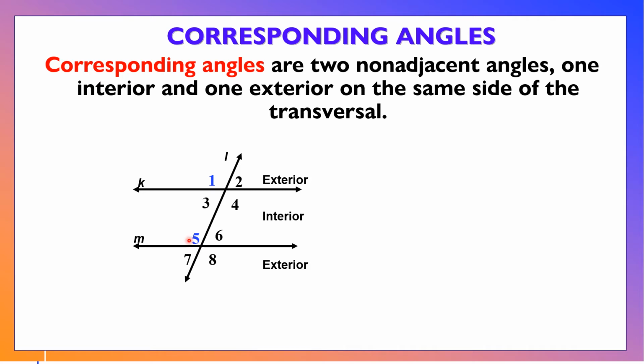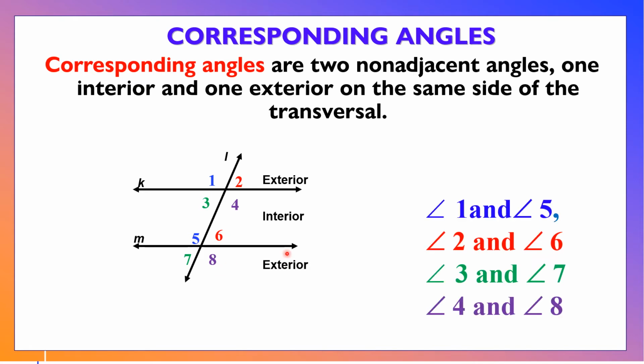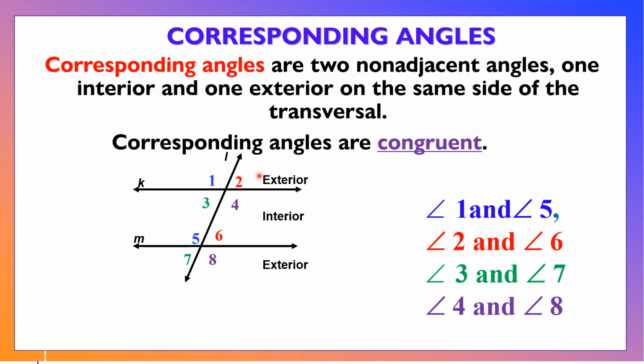Another corresponding angles, we have angle 2 and angle 6. Another is angle 3 and angle 7. Angle 4 and angle 8 are corresponding angles. So one interior, one exterior angle on the same side of the transversal. So these are the corresponding angles. Corresponding angles are congruent. So that means the measure of angle 1 and the measure of angle 5 are the same. So they are equal.